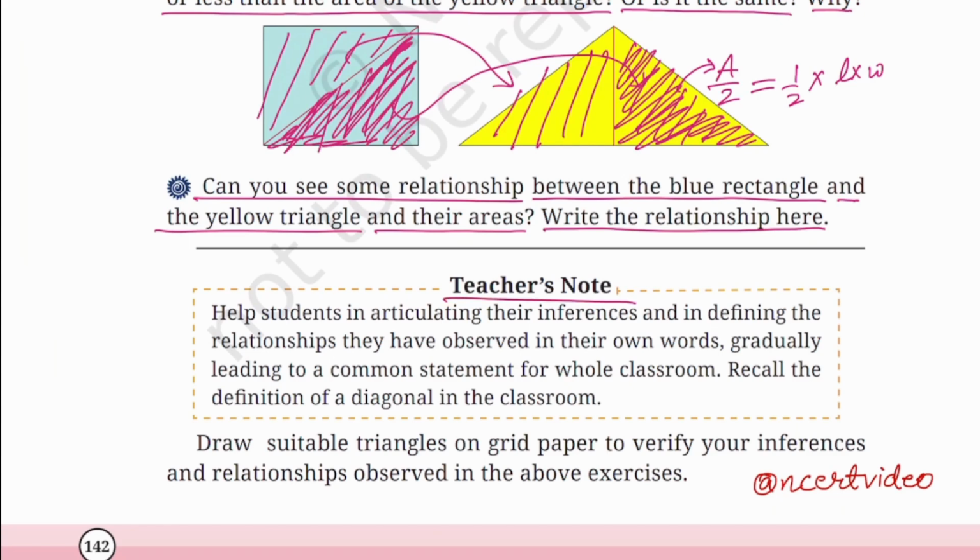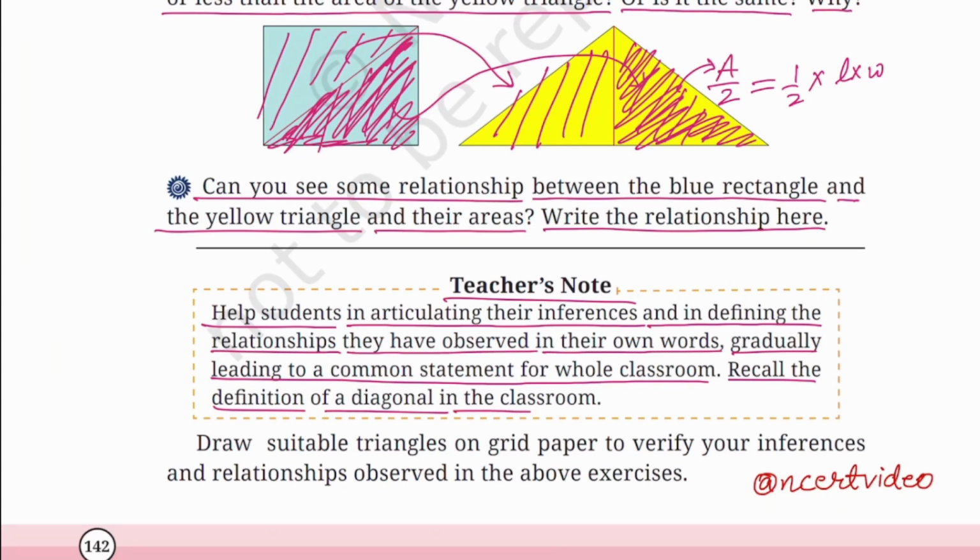Teacher's note: help students in articulating their inferences and in defining the relationships they have observed in their own words, gradually leading to a common statement for the whole classroom. Recall the definition of a diagonal in the classroom. Draw suitable triangles on grid paper to verify your inferences and relationships observed in the above exercises.